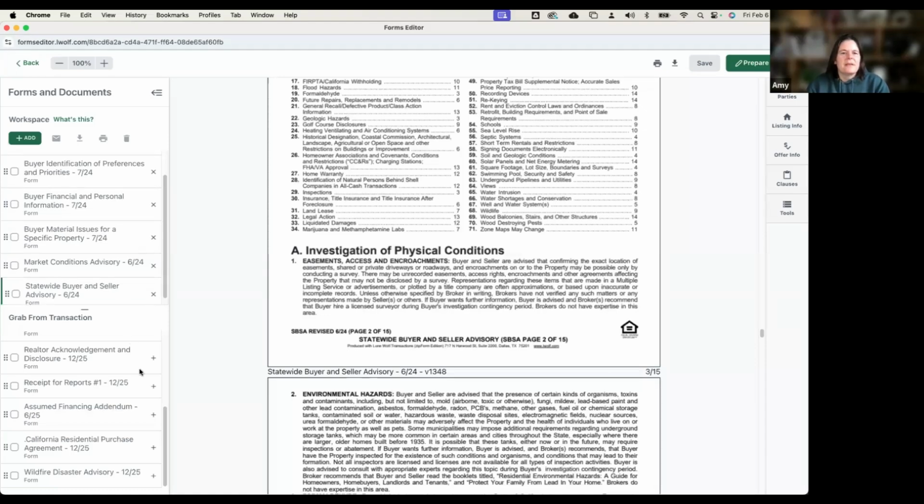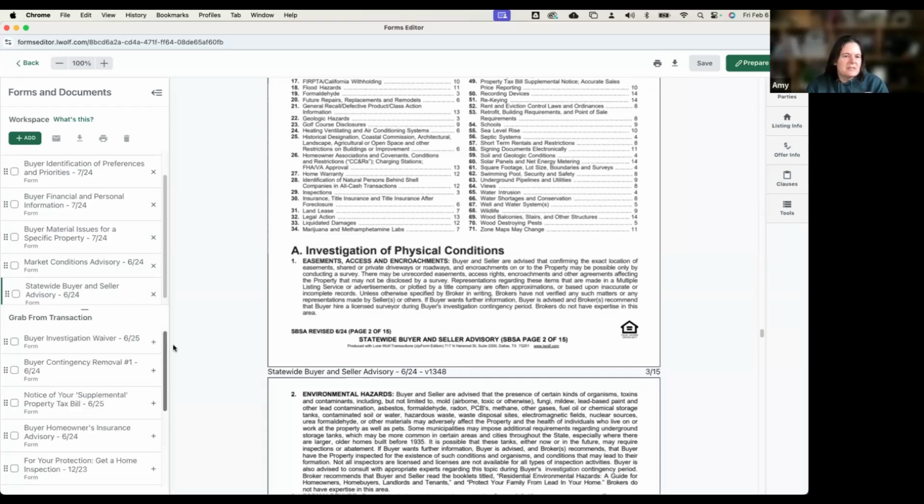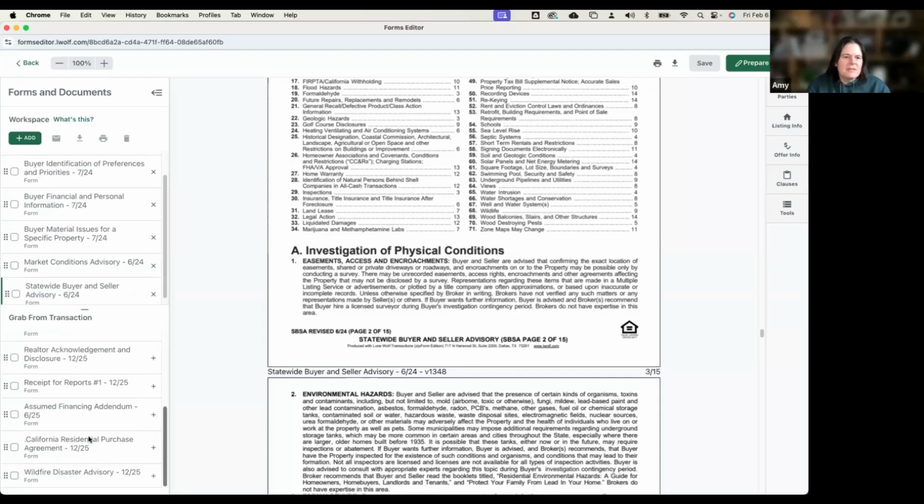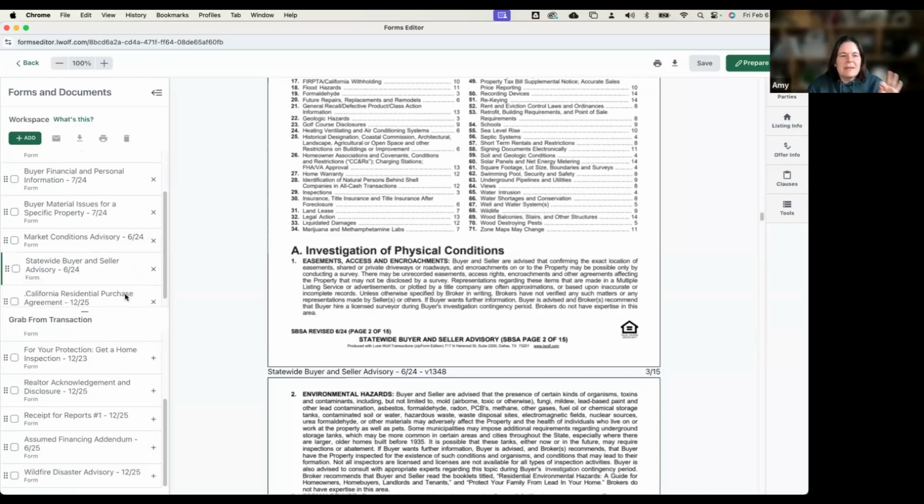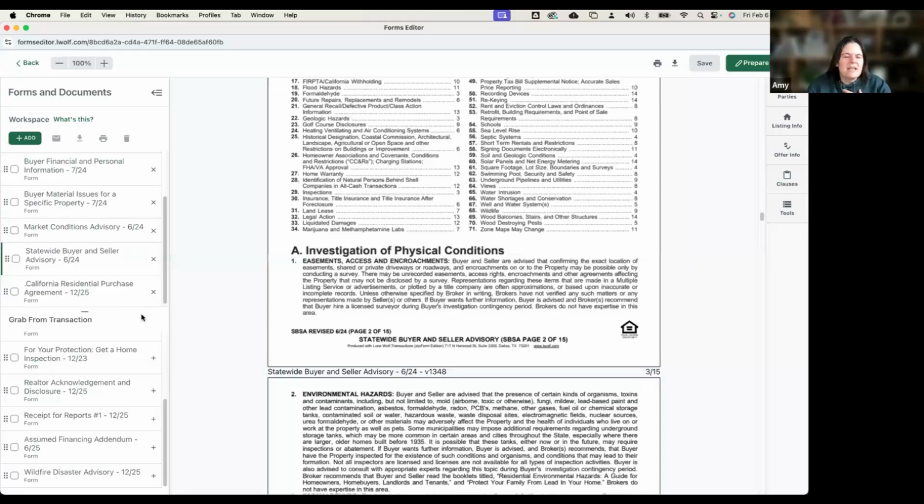All right. So other forms that I like to make sure are included for my buyer as part of my purchase transactions. Obviously, we're going to have the residential purchase agreement. So that's in here somewhere. Our residential purchase agreement is in there. With the residential purchase agreement, if they haven't signed that market conditions advisory and statewide buyer and seller advisory, I usually include that at that time. If they've already signed those two forms ahead of time, then it's not necessary to have them sign it again.